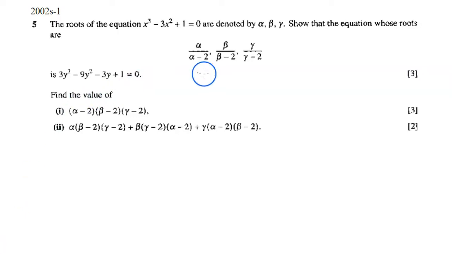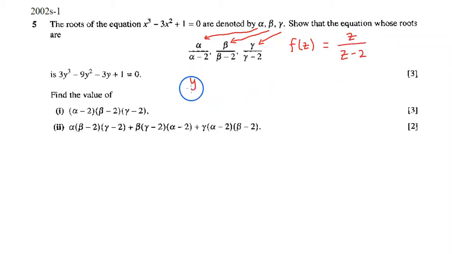So we can do this using a substitution, and we can observe the function that sends alpha to alpha divided by alpha minus 2, beta to beta divided by beta minus 2, and gamma to gamma divided by gamma minus 2. So f of z equals z divided by z minus 2. This function is actually invertible, and we can find the inverse very quickly.